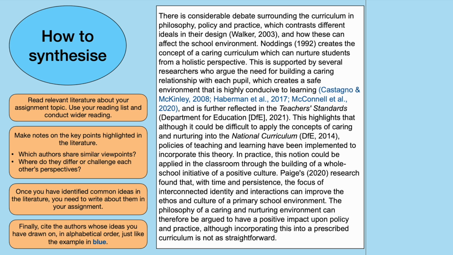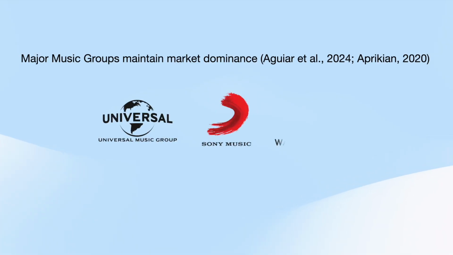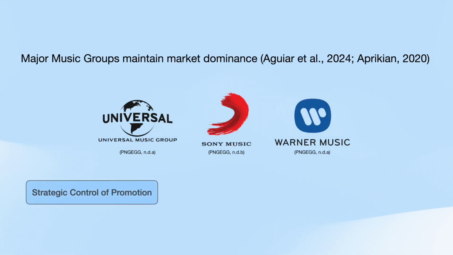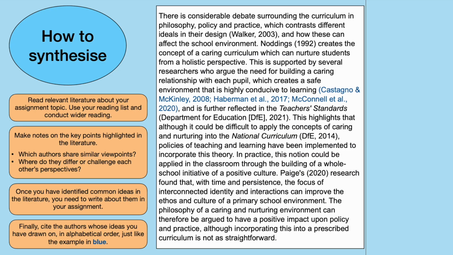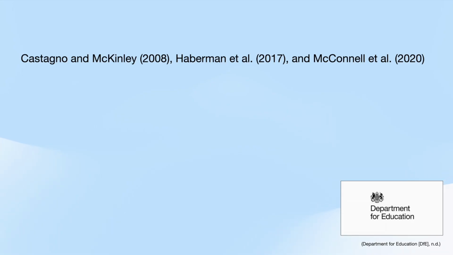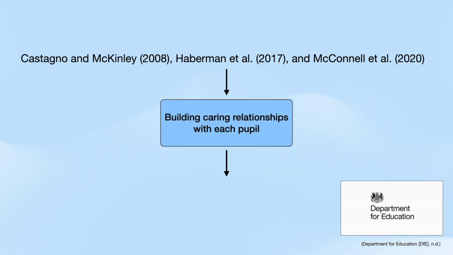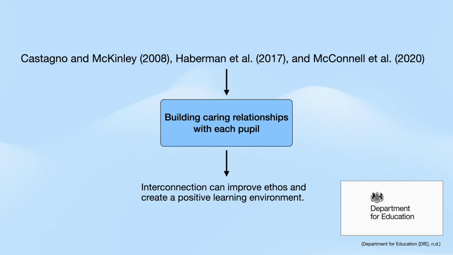The way you can do that in a presentation? Well, you can just flash the authors on the screen in a bracket in alphabetical order as you're talking about the idea you're trying to put across. You might even want to speak them, the authors, in the sentence. For example, you might want to say Castagno and McKinley, Harberman et al. and McConnell et al. argue the need for building a caring relationship with each pupil.